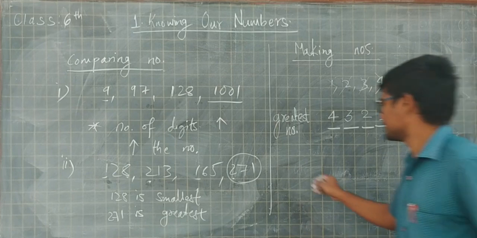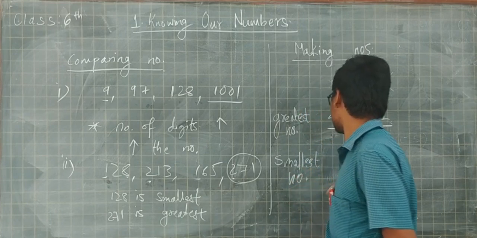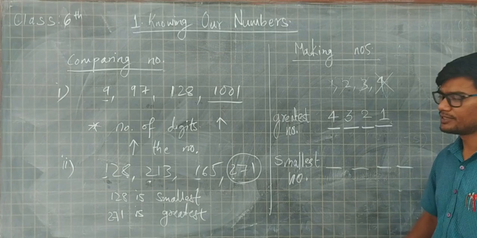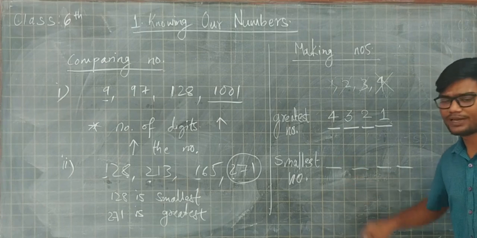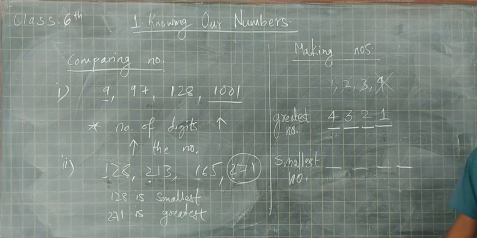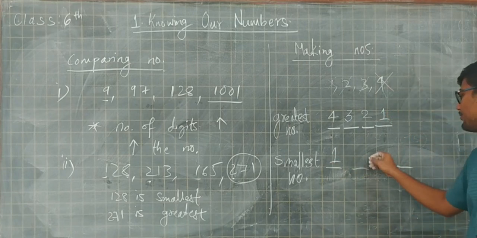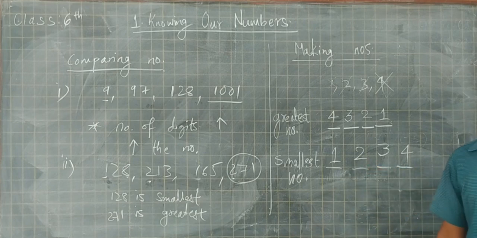What about the smallest number? What is the smallest number which we can make by using these 4 digits? Exactly opposite. We will follow the exactly opposite method. At the highest place value places, we will fill with the smallest digits. So here we will fill with 1, here with 2, here with 3, and here with 4. So 1234 is the smallest number.